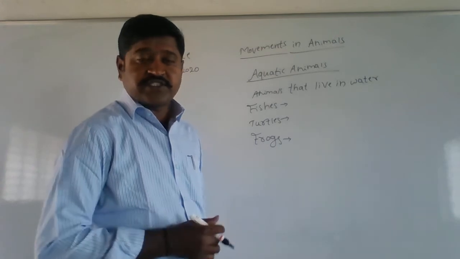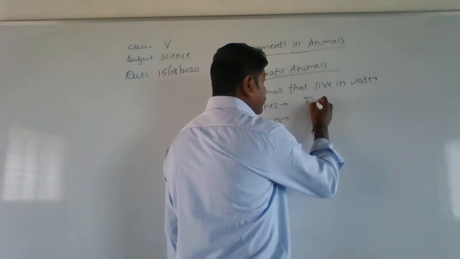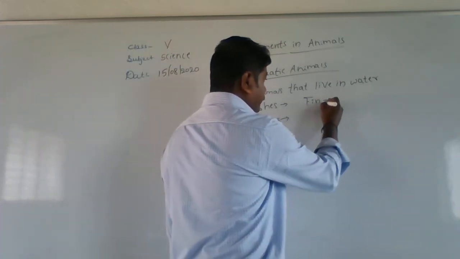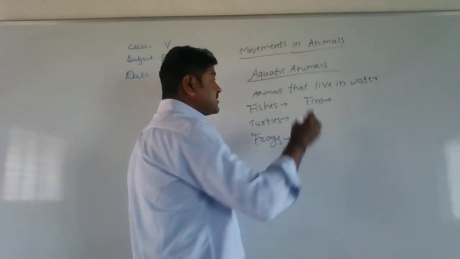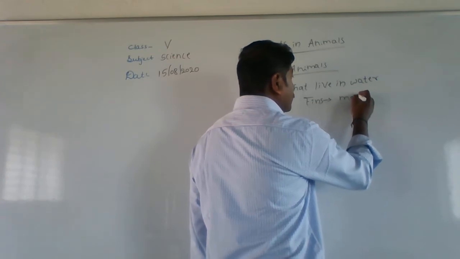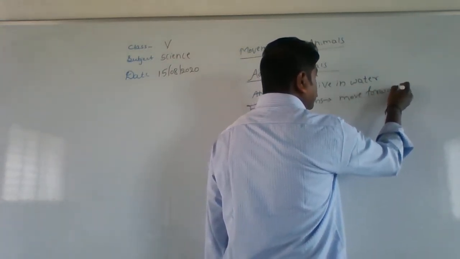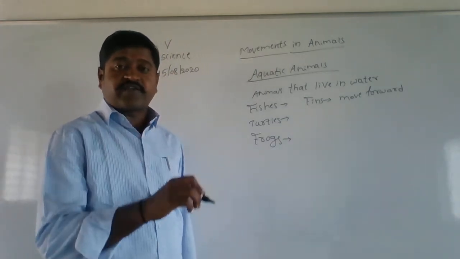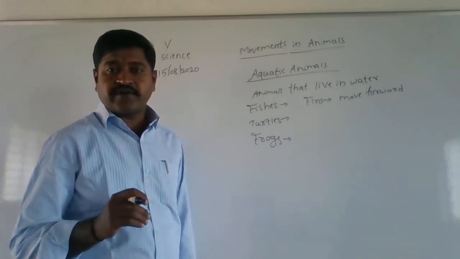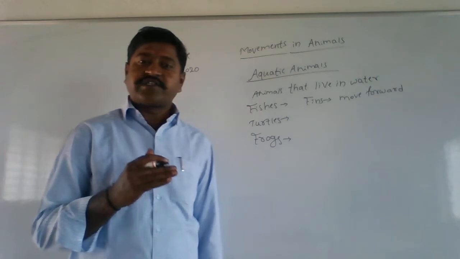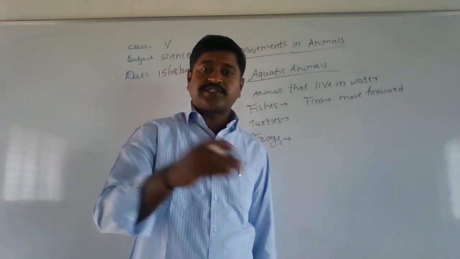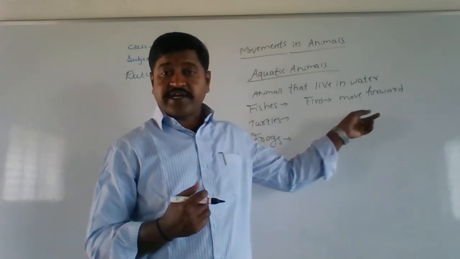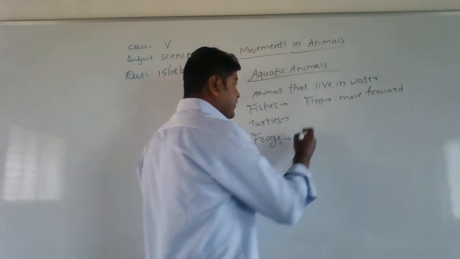When we draw the diagram of fishes, we'll be labeling it as fin. What are these fins doing? These fins help them to move forward. So as there are fins on the body of this fish, it is helping the fish to move forward with the help of fins. But we have seen that fishes don't go exactly straight. They change their direction. Then how does it change its direction? While these fins help it to move forward, there will be a tail fin.